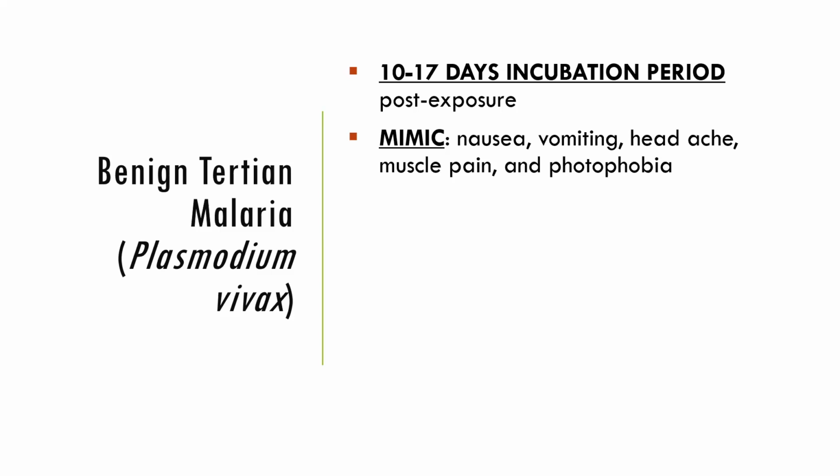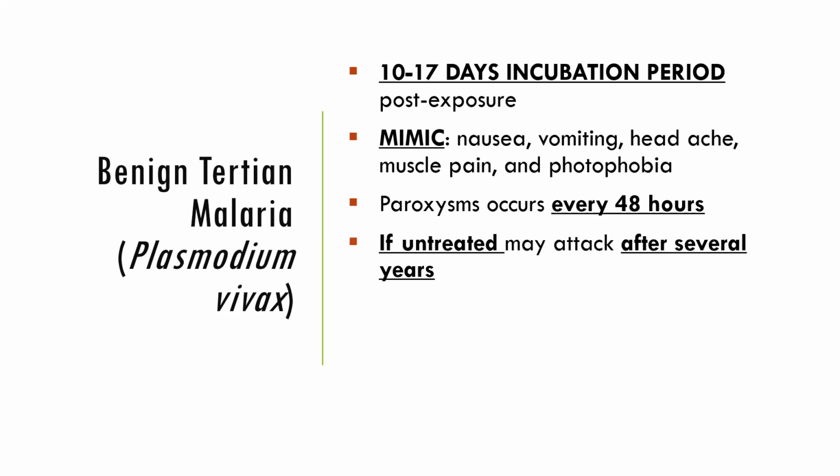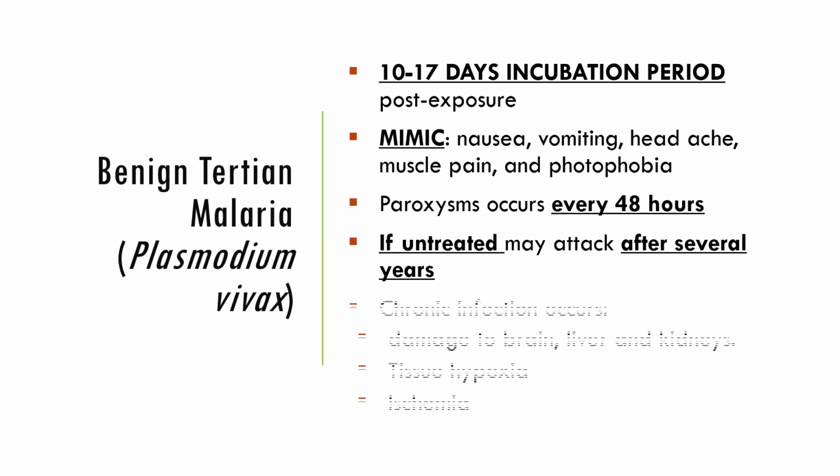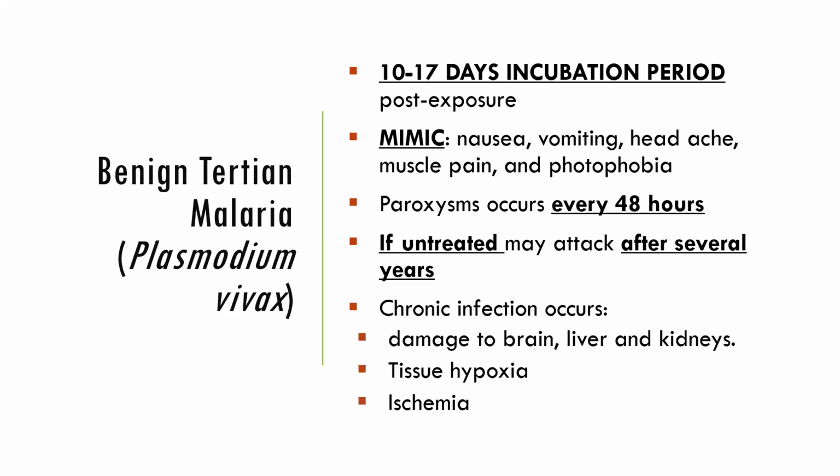Sino may photophobia? Doon mayroon sa infection sa CNS. Sino? Malaria. Tama. Very good. Paroxysms, 48 hours. If untreated, may attack after several years, hypnozoites, yung dormant cells sa liver. Meron bang chronic infection si vivax? Meron. Chronic infection occurs what? Or includes what? Brain damage, liver and kidney damage, tissue hypoxia, and ischemia.